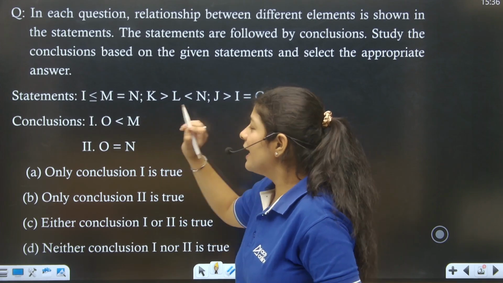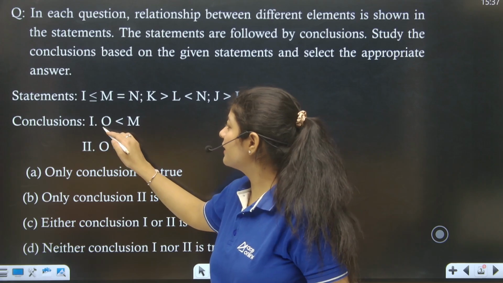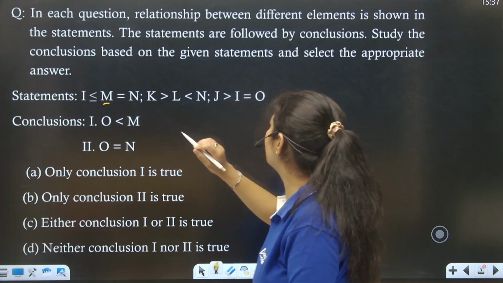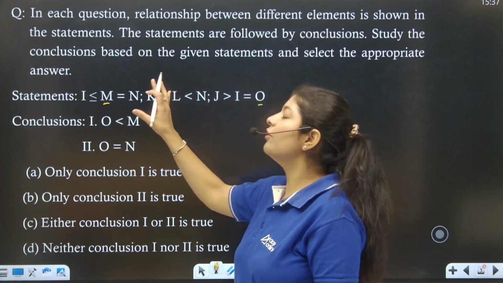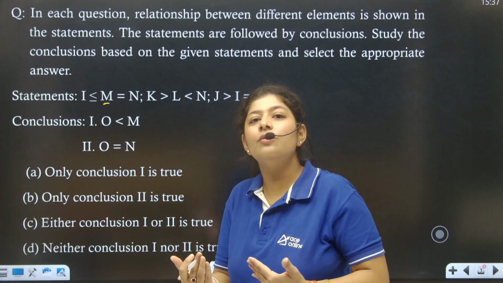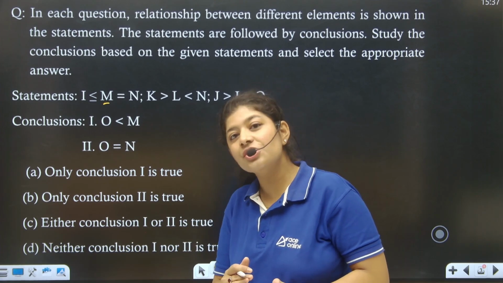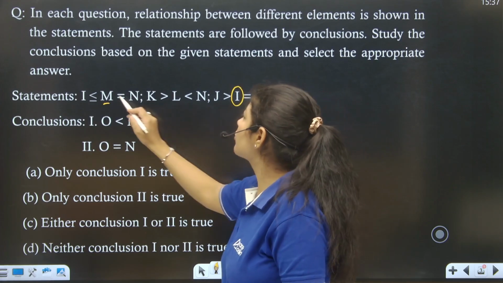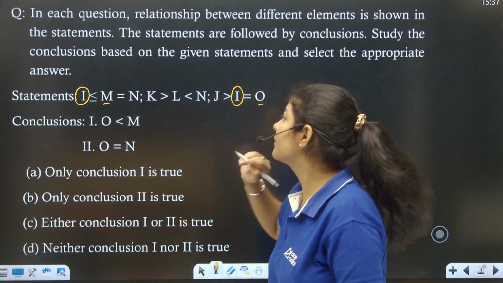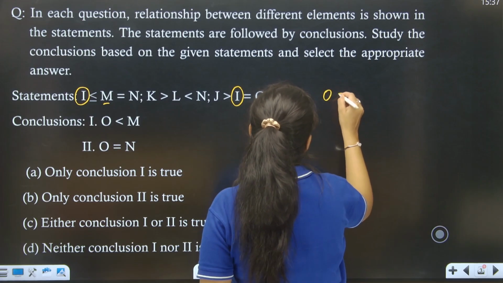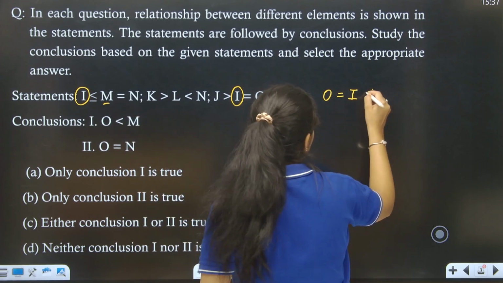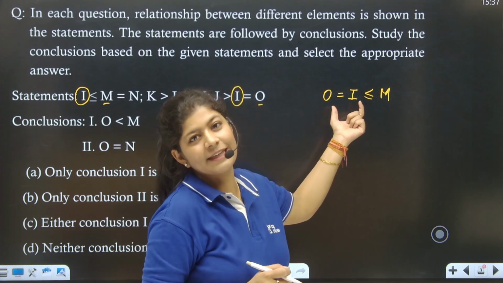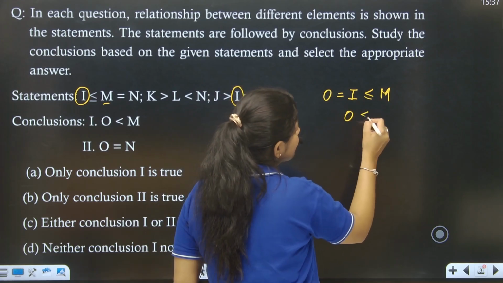If I look at my first conclusion, it contains O and M. In the statements we have M and we have O, but they are not directly linked with each other. So what we need to do is first establish the relationship between the entities. The I element is common between these two. So I can write O is equal to I and I is less than or equal to M. As both of these entities are equal, I can say that O is less than or equal to M.